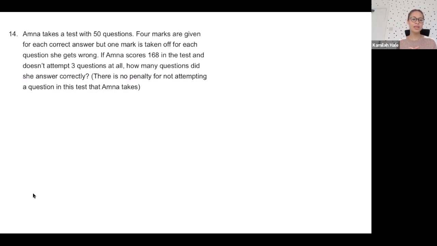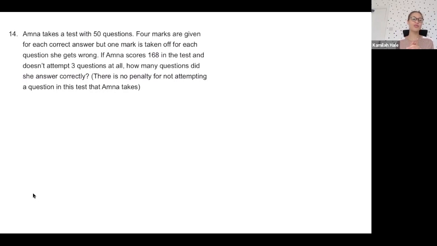So Amna takes a test with 50 questions. 4 marks are given for each correct answer, but 1 mark is taken off for each question she gets wrong. If Amna scores 168 in the test and doesn't attempt 3 questions at all, how many questions did she answer correctly? Note, there is no penalty for not attempting a question in this test that Amna takes.